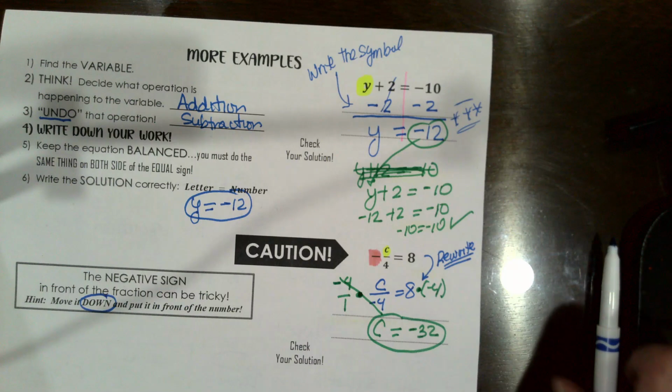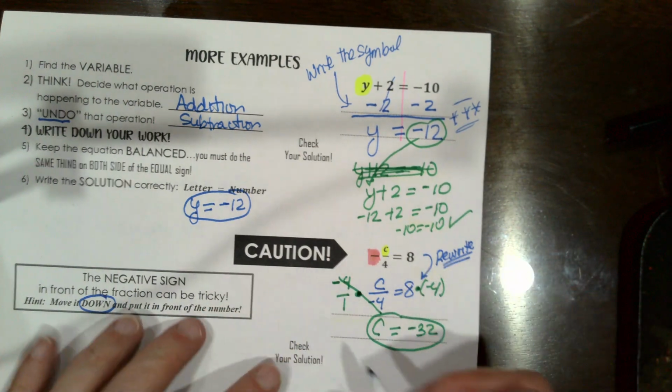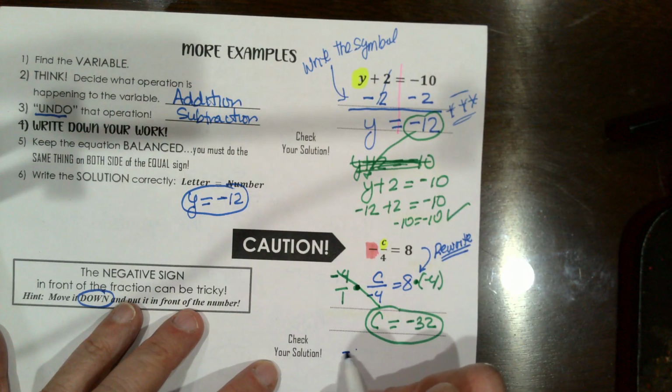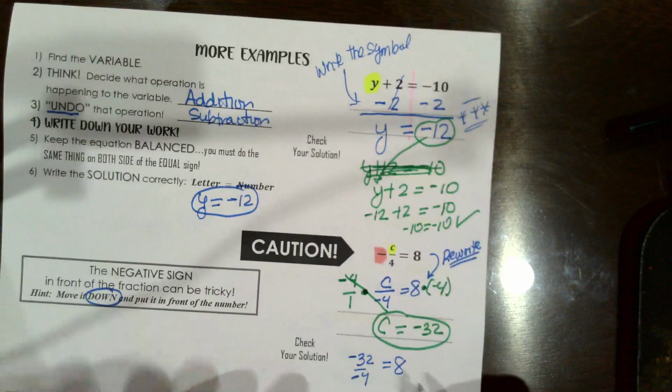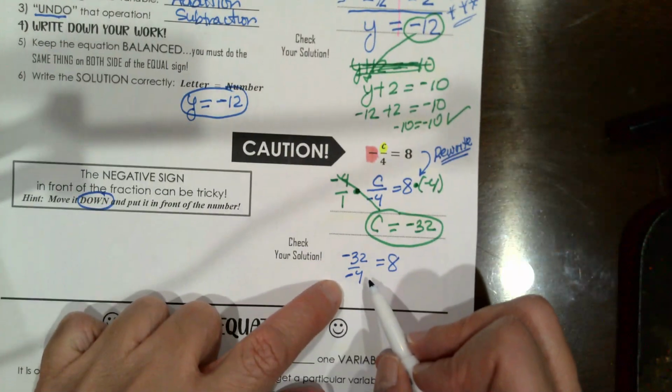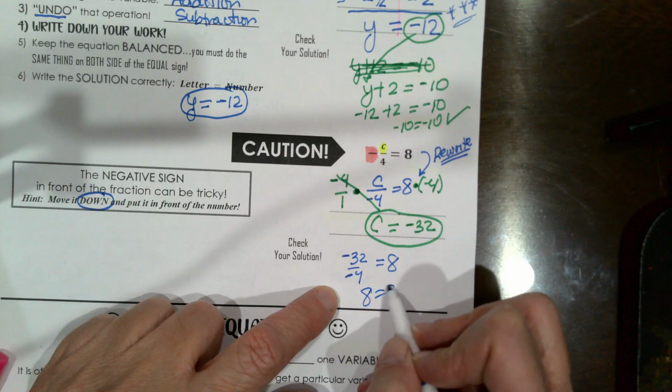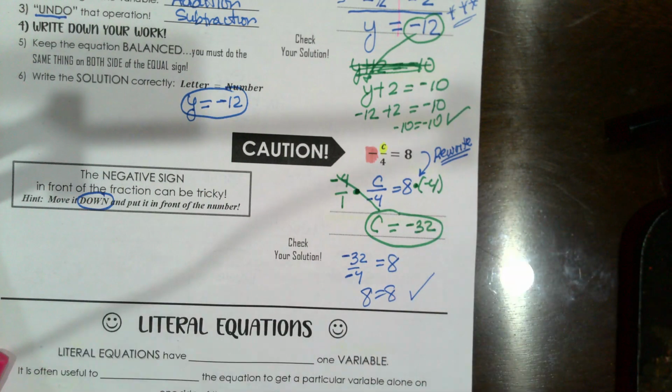And now we're going to check this. Keep in mind we had a negative sign in front, so you can use either version. So I'm going to say negative 32 over negative 4, does that equal 8? And you're welcome to use your calculator to check that. A negative divided by a negative is a positive, so 8 equals 8, and that is perfection.